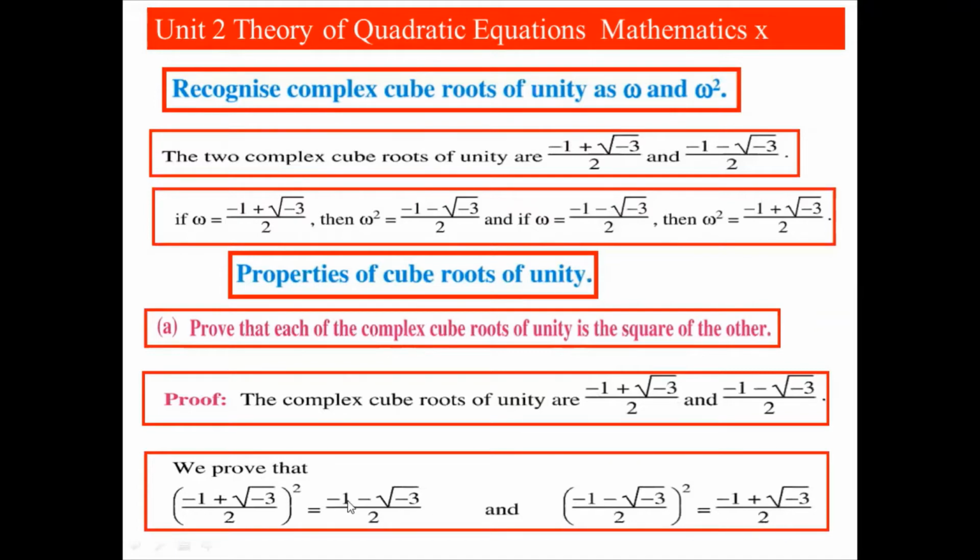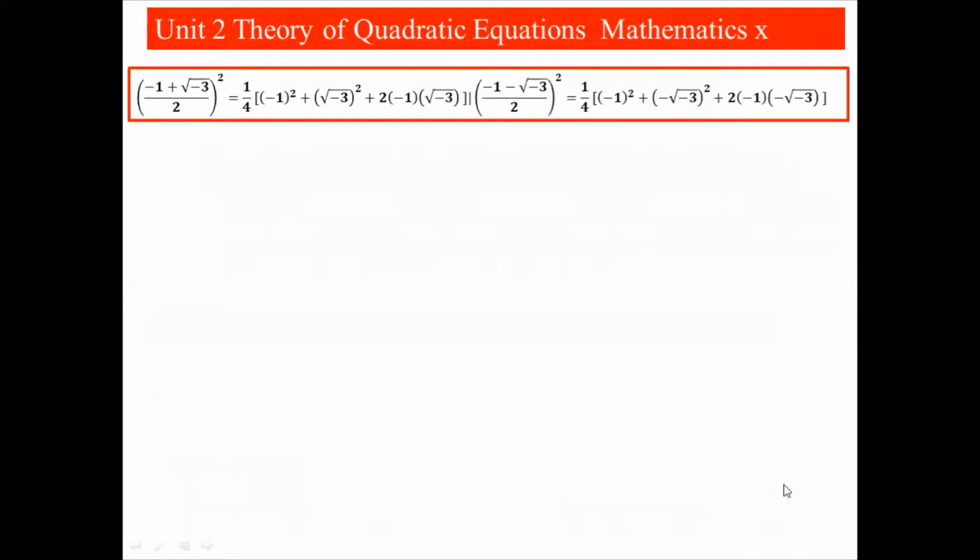That's why we can write the first as omega and the second root as omega square, or if we take the first as omega square, then we can take the second as omega. These cube roots are the square of the other. You can take either of the roots as omega and the second as omega square. So we have to prove that when we take the square of the first root, we have the second root, and when we take the square of the second root, we have the first root.